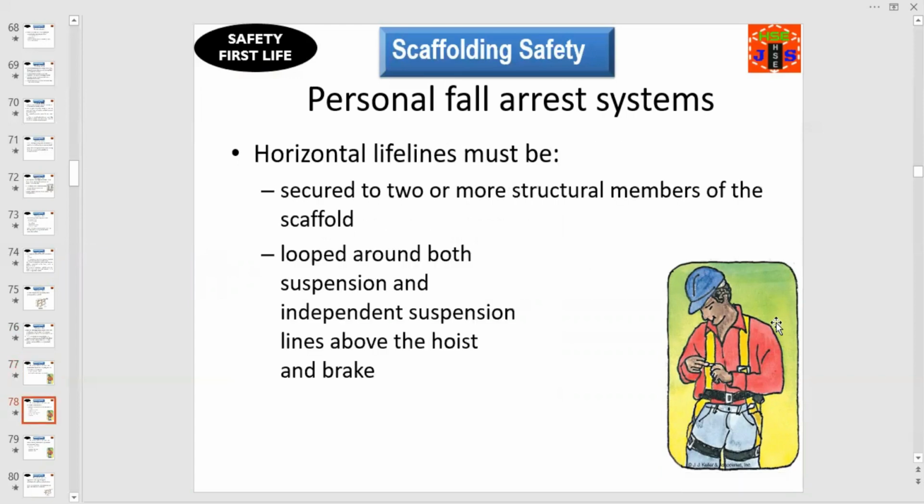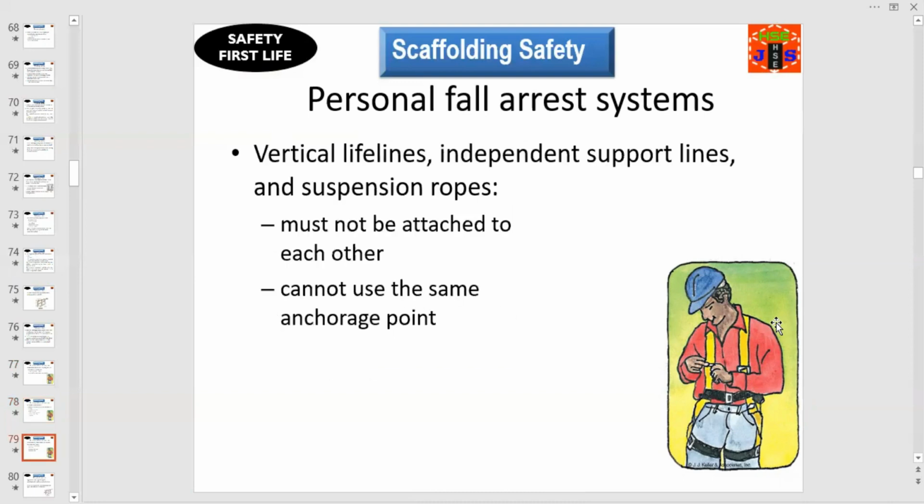Dear friends and colleagues, horizontal lifelines must be secured to two or more structural members of the scaffold, looped around both suspension and independent suspension lines above the hoist and brake. Vertical lifelines, independent support lines, and suspension ropes must not be attached to each other. Vertical lifelines, independent support lines, and suspension ropes cannot use the same anchorage point.